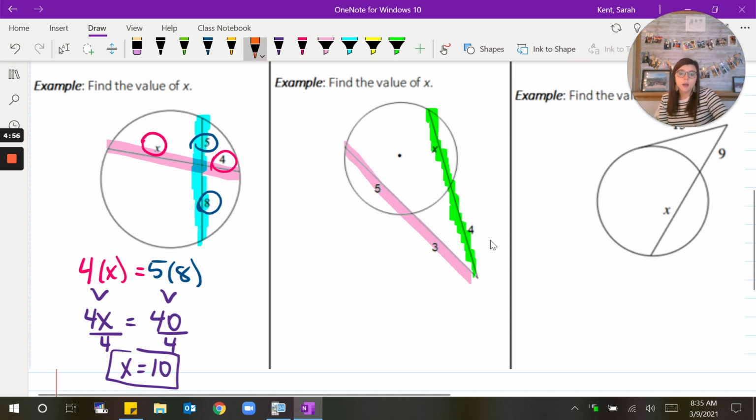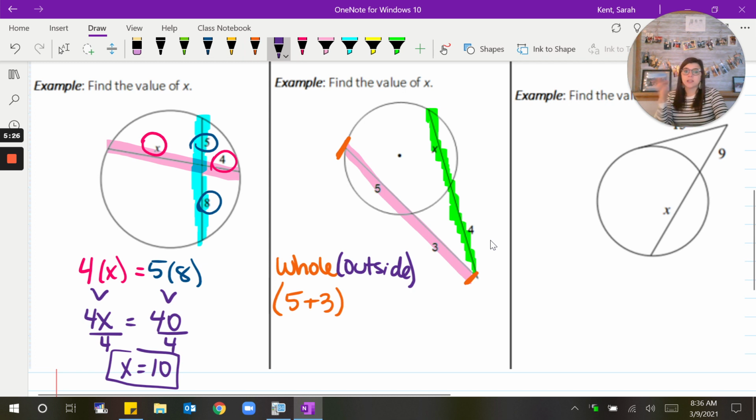So what we want is the whole part times the outside part. So if I look for the whole thing, that means I want from start to finish. So I want 5 and 3. So how I'll get that is I'm going to do 5 plus 3 to get the whole thing. I want both together. Then when I look at the outside, I want the number that is not in the circle, the one that is outside of the circle.